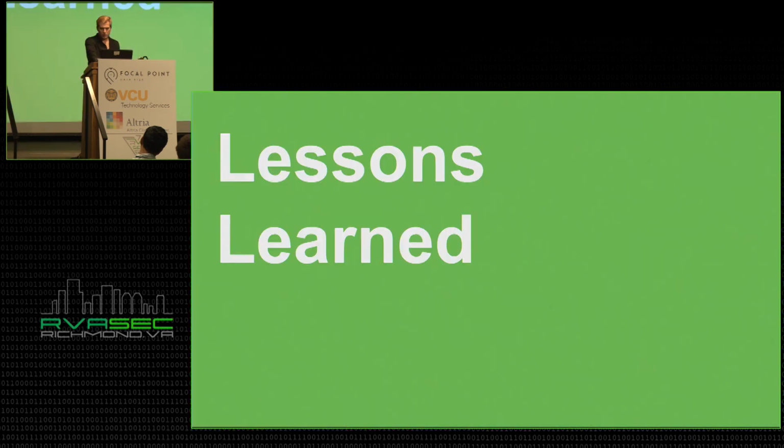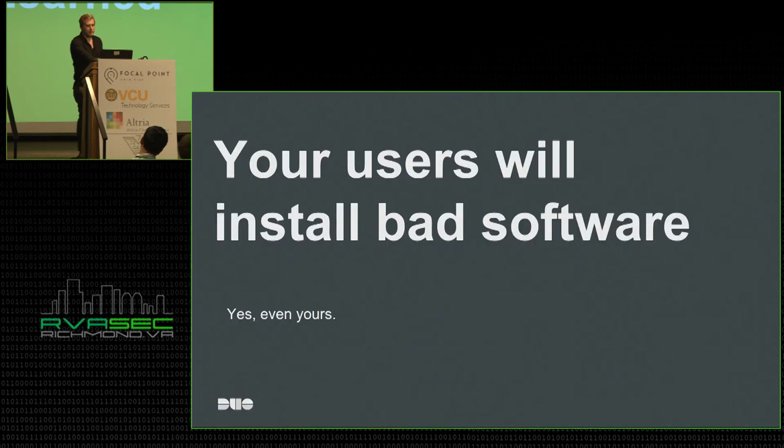So, lessons that we learned rolling this out. The first one: your users will install bad software. This might come as a surprise to some. We were on a phone call with a security team at another company just talking about how they do endpoint security, and we were asking, what do you do for anti-malware? And they said, our users don't install malware. And we were like, what? Your users are going to install bad software. Ours install bad software. It happens. People get fooled. People get tricked.